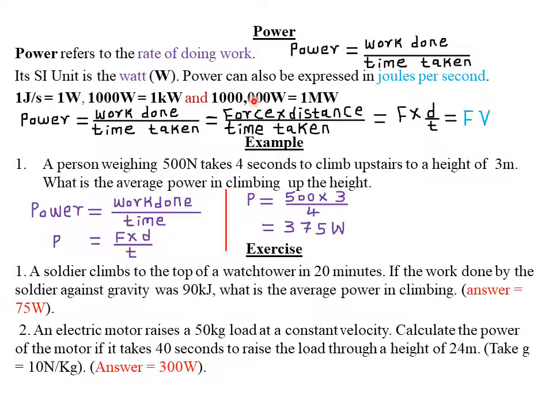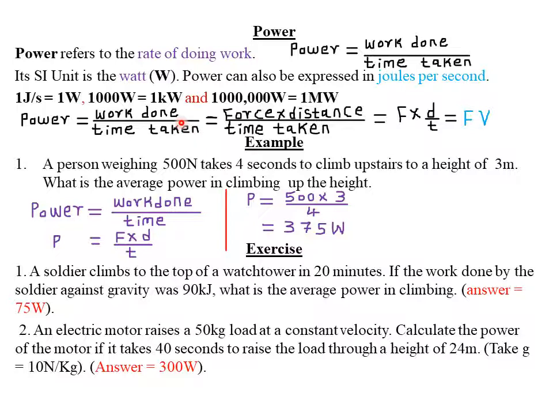Then mega is always associated with million. So a million watts is equal to 1 megawatt. Megawatts are simply the larger units that we use to measure a large amount of power. Then we are saying that power is equal to work done divided by the time taken.